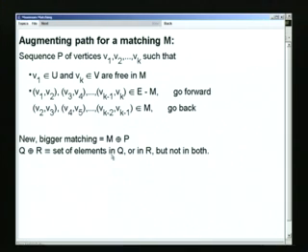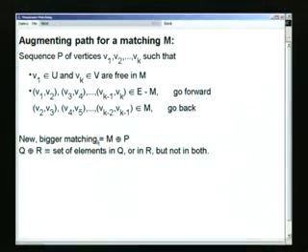It is the sense in which Q and R are different from each other. Okay. Not there is similarity, but there is difference. So, in fact, you can see that the new matching is the symmetric difference of the old matching and the path. So, let us take a look at that quickly.